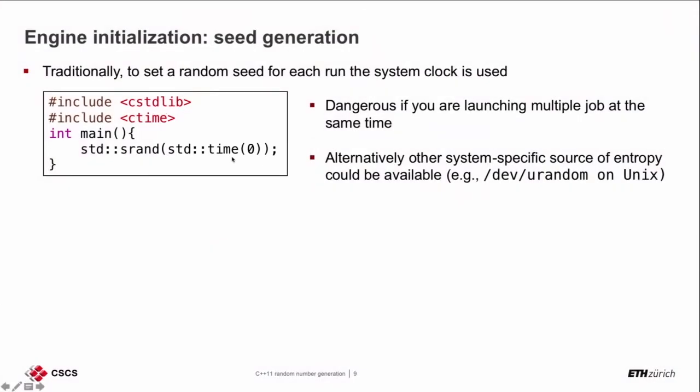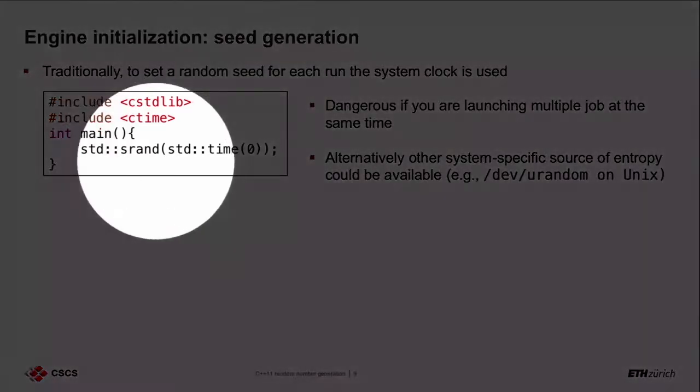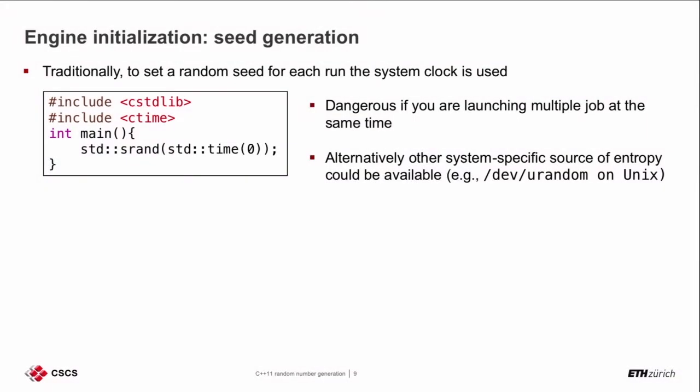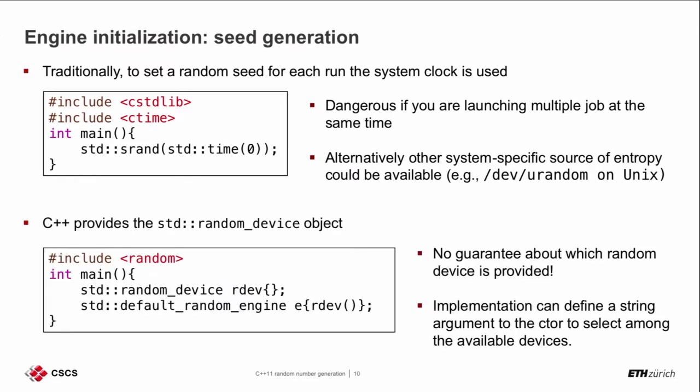The problem with something like this is that if you're submitting your jobs on a system like, let's say, a cluster or any other parallel system, you can get the same seed for different jobs, and of course this is not a good situation if you then need to merge these results to get the final number.